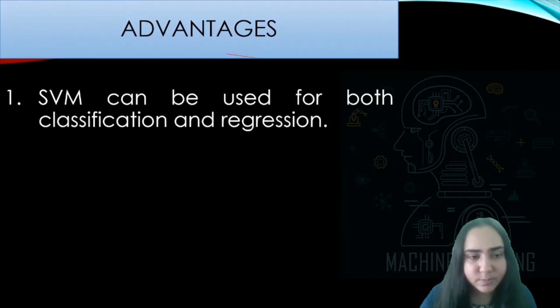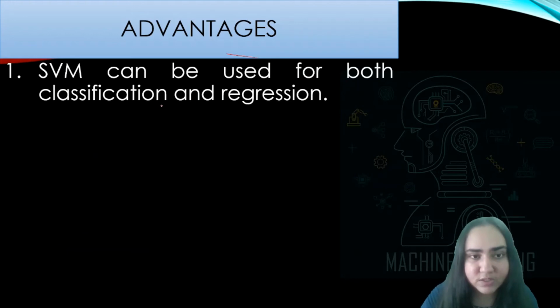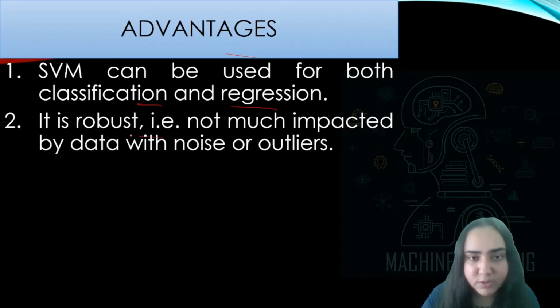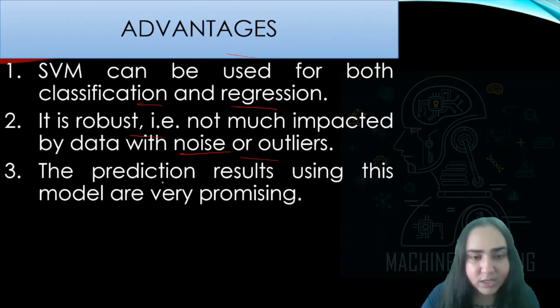Let's take a look at some advantages of SVMs. So first, it can be used for classification and regression, both, as we saw earlier. It is very robust. Okay, it's not very much impacted by data that has noise or outliers in it. And the prediction results are very promising using this.